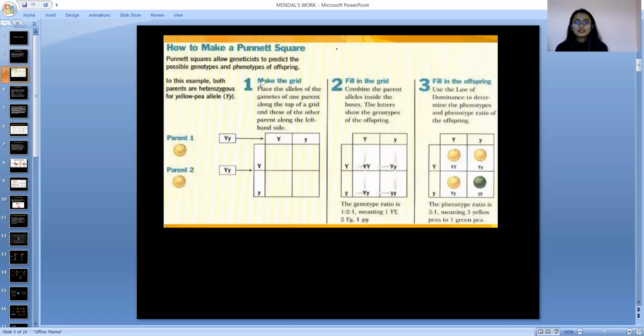Right, so make a grid. First of all, you have to make a grid like this. Then you have to take the gametes. Put one parent's gametes on top of the grid and the other parent's along the left-hand side. One parent you put like this, the other parent's genes you put like this.